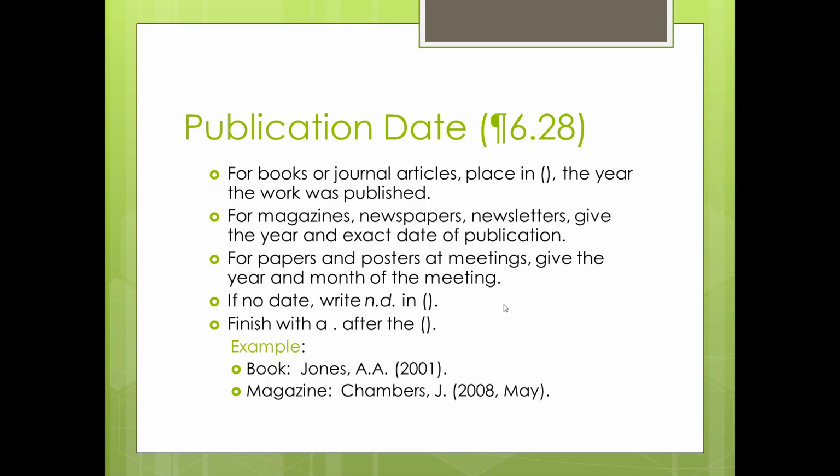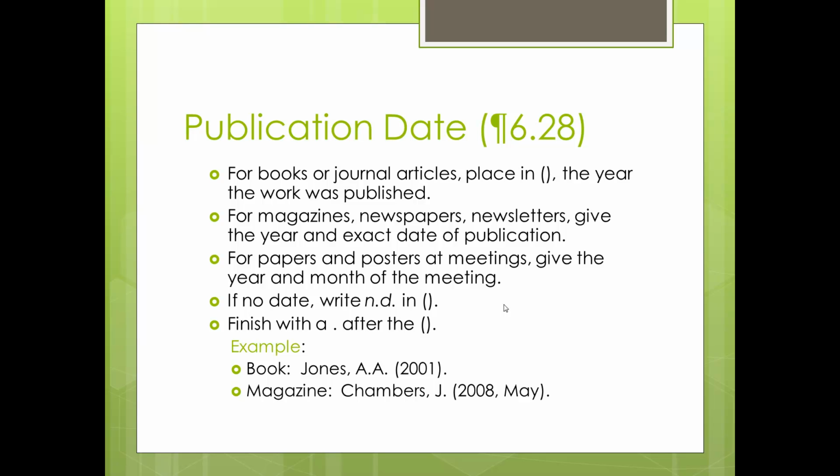For books or journal articles, place the year the work was published in parentheses after the author's name. For magazines, newspapers, or newsletters, give the year and the exact publication date. For papers and posters at meetings, give the year and month of the meeting, and if you have no date, enclose N.D. in parentheses where the date would normally go.